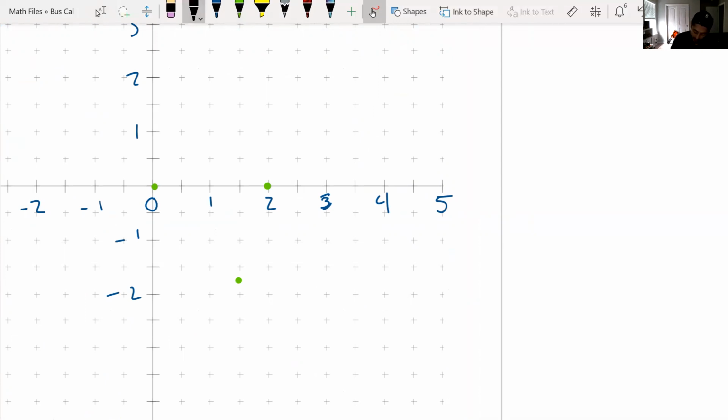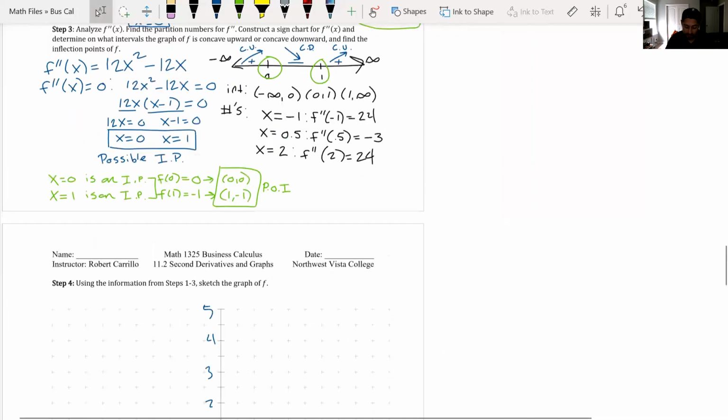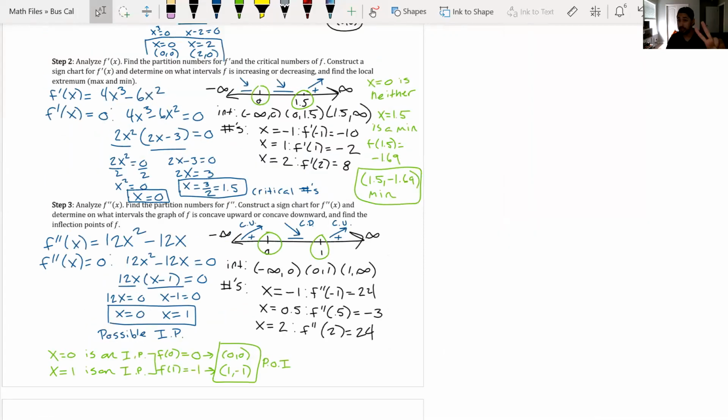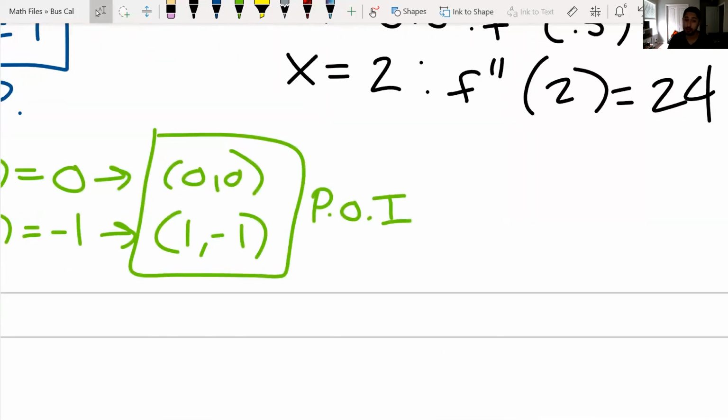I'll even write that. Work with me today, pen, work with me. That's the minimum. Okay? And then step 2 is done. We plotted the point from step 2. Step 3, plot the points of inflection. 0, 0, 1, -1.